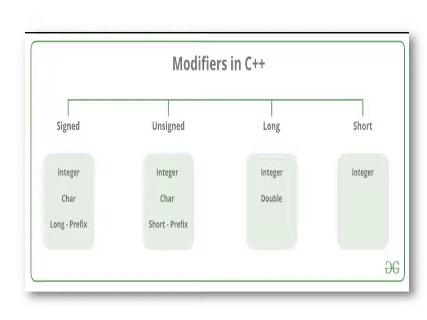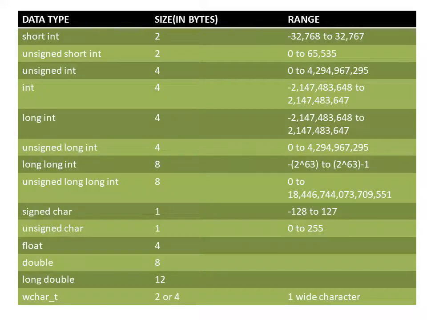Usually signed is used with integer, character, and long. In unsigned we use integer and character, but here it's short. For long modifiers we use integer and double, and in short we use integer. These are the data types with the modifiers, and the size of each of the data types and its range.